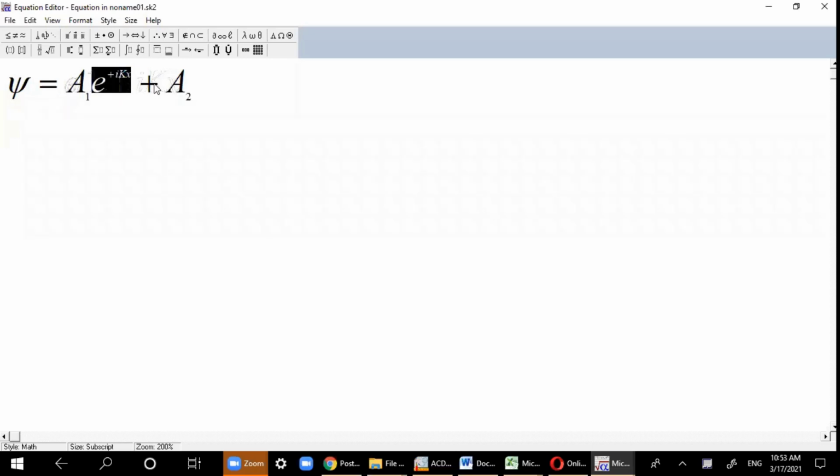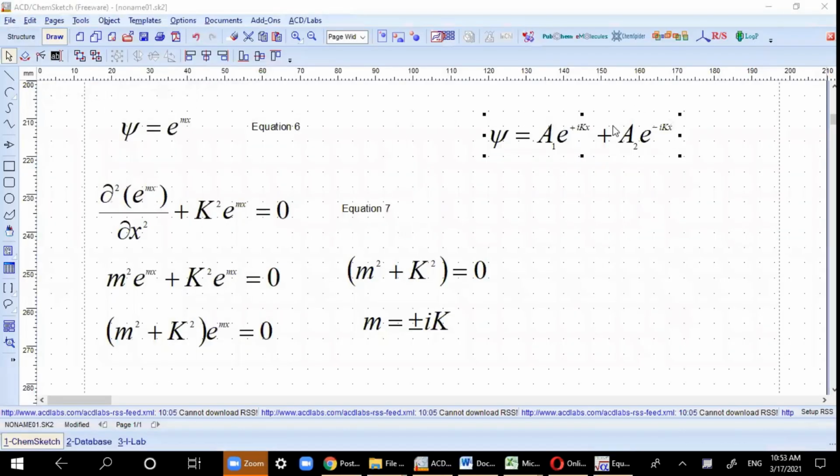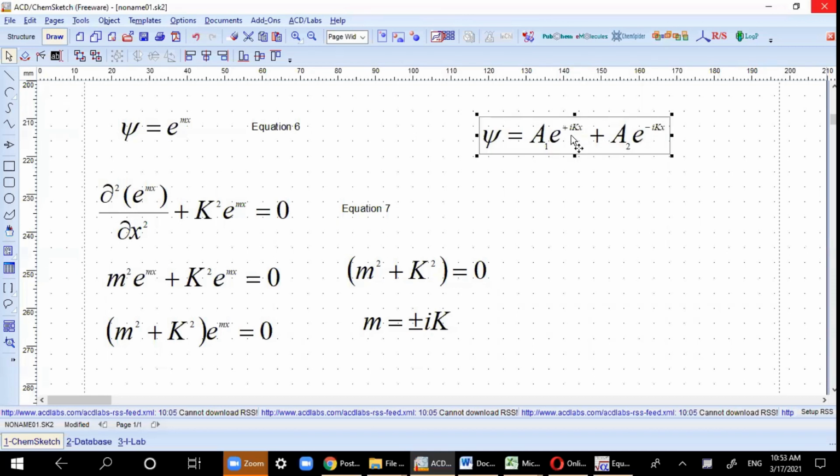Anyway, just wait for the display. We are getting the updated equation. Now we are substituting this m is equal to plus or minus ik value in psi is equal to e power mx, and we are getting psi is equal to a linear combination of a1 and a2. It's like a wave function. This is an amplitude a, it is a constant. Psi is equal to a1 into e power plus ikx plus a2 into e power minus ikx. This is what you get.